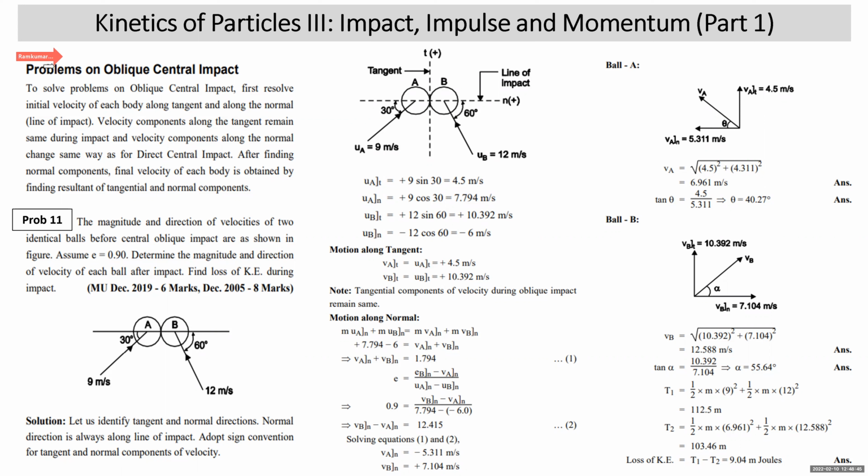Now we are moving to the problems of oblique central impact. Oblique central impact means the CG of the two bodies will lie on the line of impact, but the initial velocities, I mean the velocities of the two bodies just before impact, will not be collinear with the line of impact.